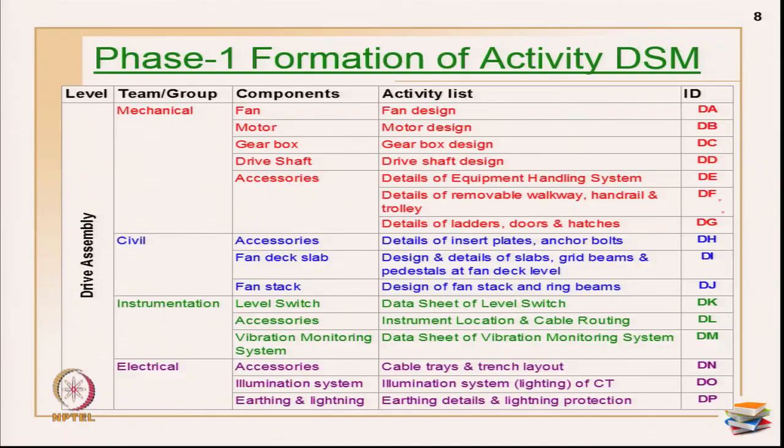Since it is a very big activity list, I have given an activity ID starting from D, because it is the drive assembly level. So, I have used D as a code. D stands for drive assembly, and A, B, C, D are all the list of activities. Okay. So, I have used a simple WBS for the decomposition.